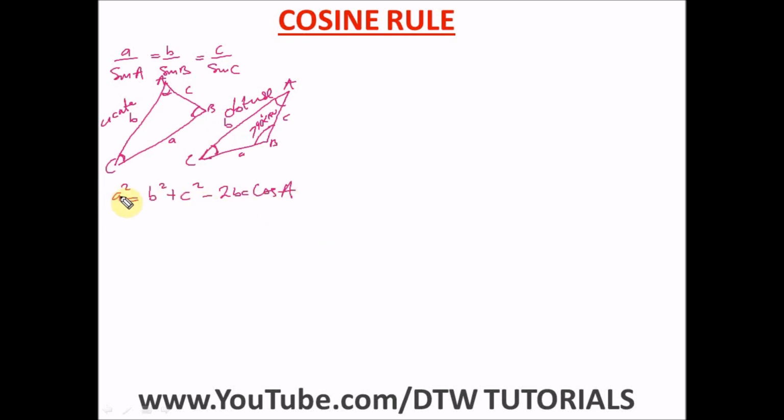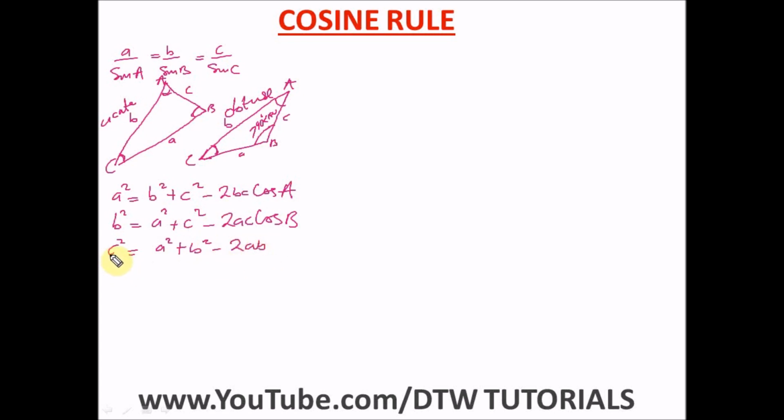So when you are looking for side a, it will be a square equals b square plus c square minus 2bc, that is minus 2 times b times c, times the cosine of the angle opposite side a, which is cos A. Then if you're looking for side b, it will be b square equals a square plus c square minus 2ac cos B. You can see how easy this formula is. It's quite easy to memorize. Then if it's c square, it is equal to a square plus b square minus 2ab.